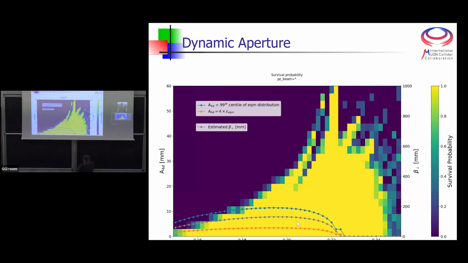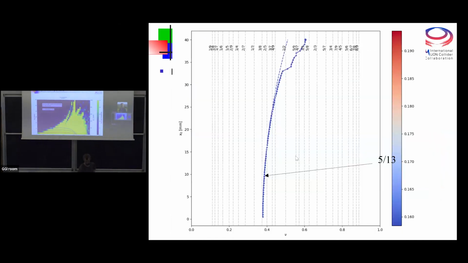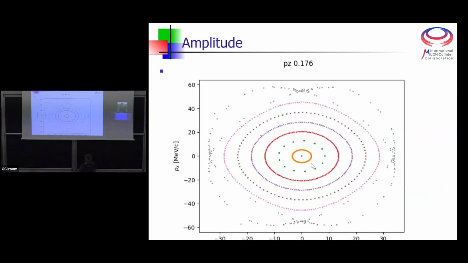So the point I showed you before was actually 0.176, or maybe it's a bit higher. Anyway, I took a slice in momentum for that previous one. What I'm doing now is showing you the amplitude of particles, and when the particles survive, I'm coloring it in yellow. When the particles get lost, I'm coloring it in dark blue. So we can generate this sort of picture of dynamic aperture, which is looking at where particles get lost and where they don't get lost in the beamline.